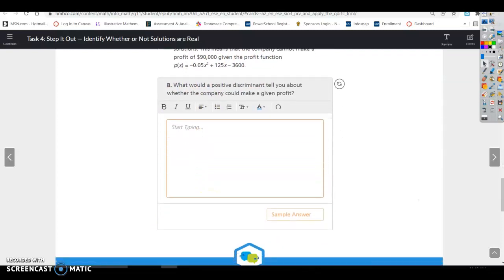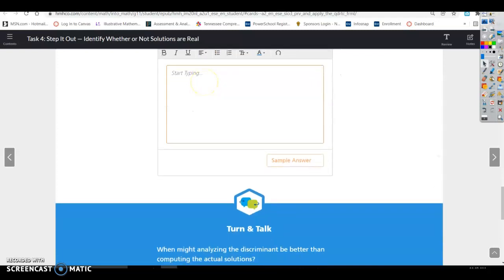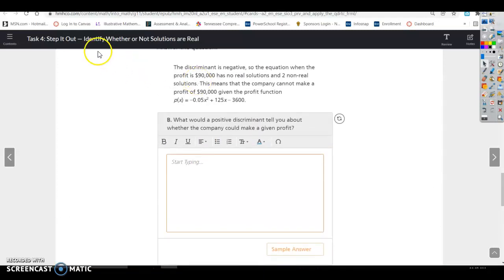What would a positive discriminant tell you about whether the company could make a given profit? If we got a positive number for the discriminant, that would tell you that the company could, in fact, reach $90,000 for a profit margin. Okay? All right, that's all for task 4.